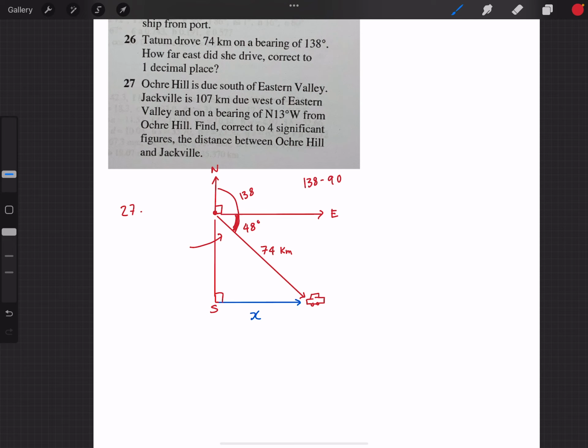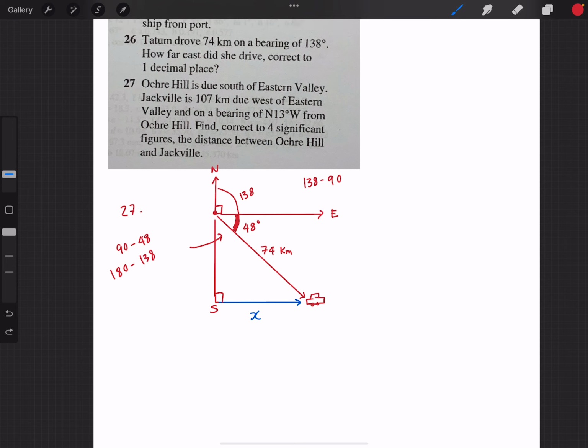This will be what? 90 minus 48, or you could do 180 minus 138. That's another way, because it's a straight line. 180 minus the 138, you get this angle here. Let's call it theta. Okay. Or you can do 90, because this is 90 degrees from here to here, minus 48, and you get this angle theta as well. Same thing. Right.